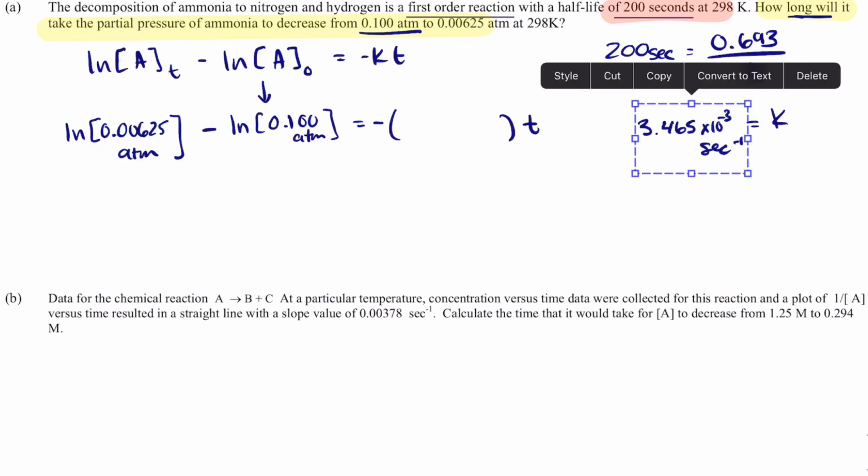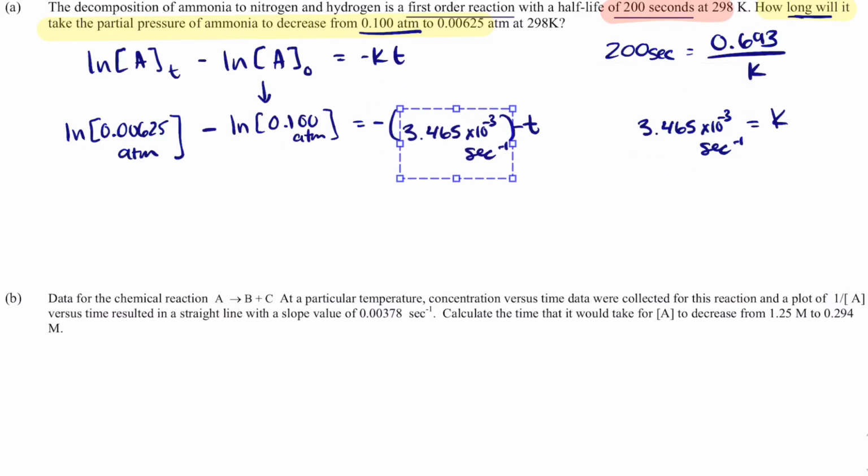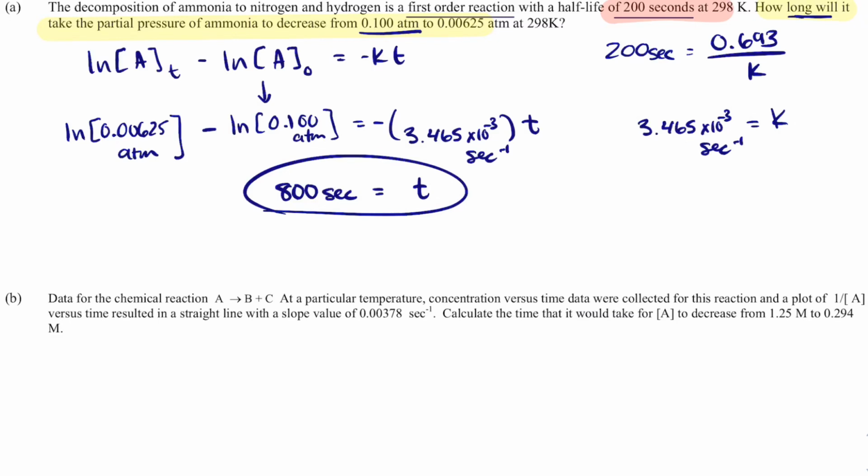So what I'm going to do is take that and put it in here, and I'm going to do this math. Okay, so make sure you can do this. We'll take the natural log of 0.00625 minus the natural log of 0.1, and then divided by, don't forget the negative, 3.465 times 10 to the minus third. And what I get for t is 800 seconds. Okay, that's how long that'll take.